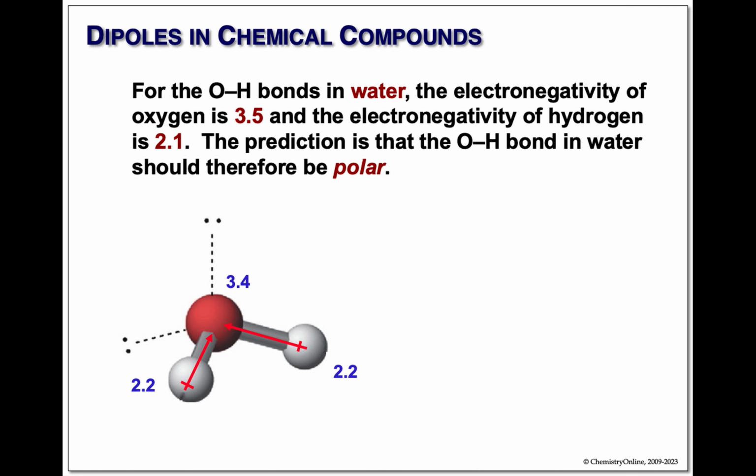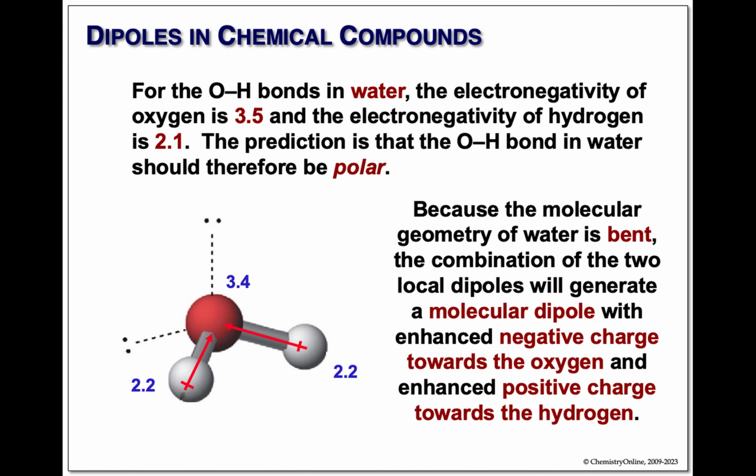We can confirm that, or these two will combine. The global prediction for the whole molecule is that this end down here by the hydrogens is going to be positive, and this end by the oxygen will be negative. So what we get is a molecular dipole. The molecular dipole looks like that. This end of the molecule by the hydrogens will be positive, and this will be negative.